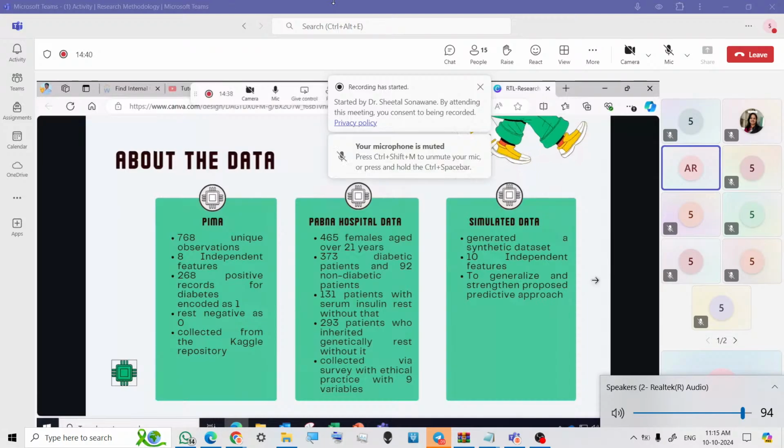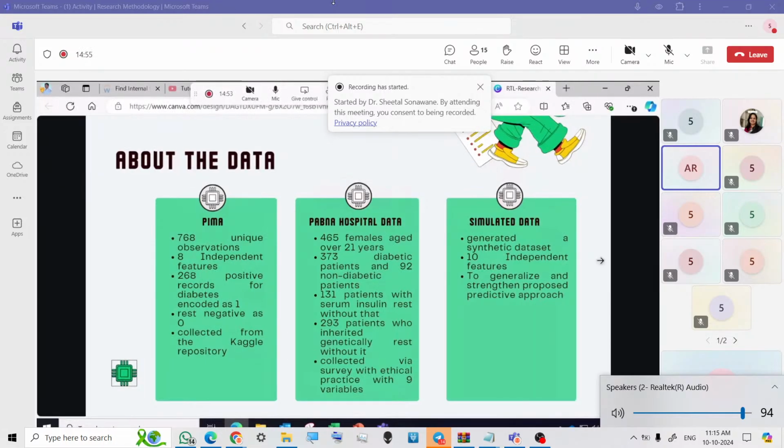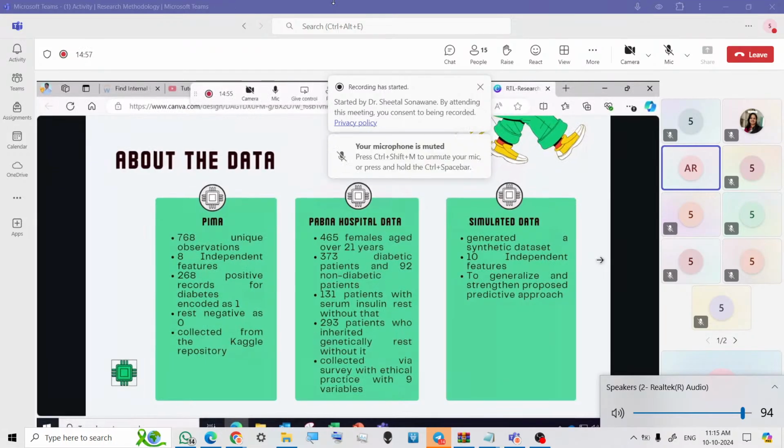Suppose that we are having the simulated data, so to have a two-step verification with different kinds of data or different kinds of features, we are having this simulated data, which is provided in that paper itself, on top of whatever analysis we are doing over here. That data also has 10 independent features, and it is again used to strengthen the predictive approach over there.